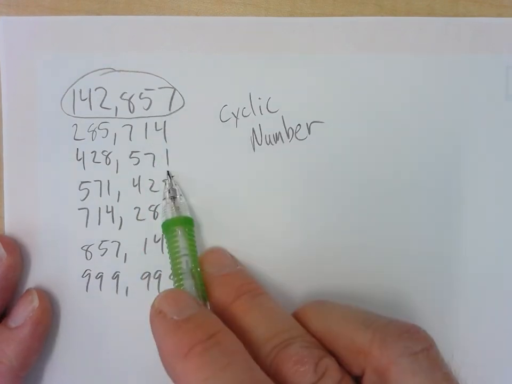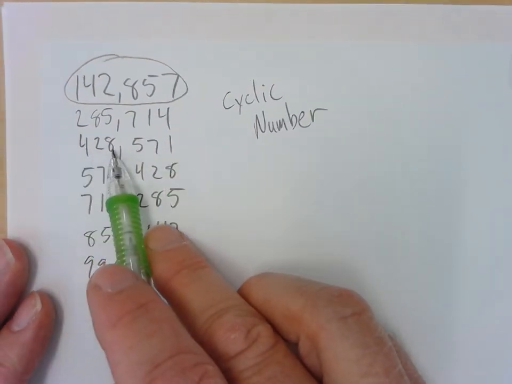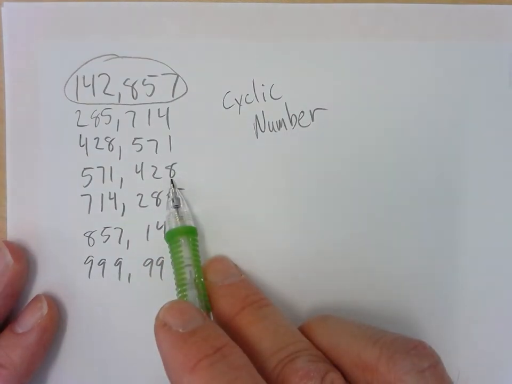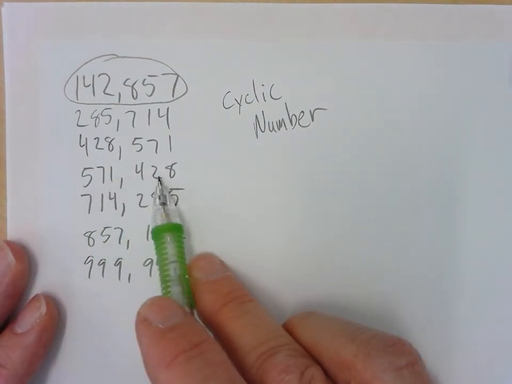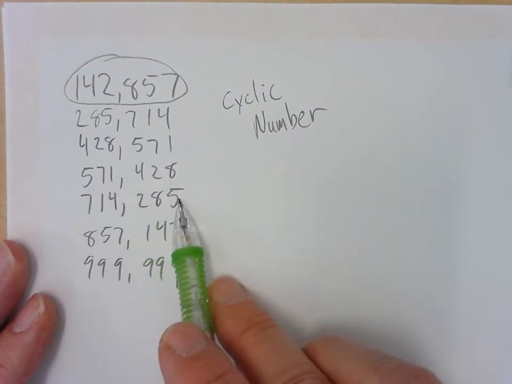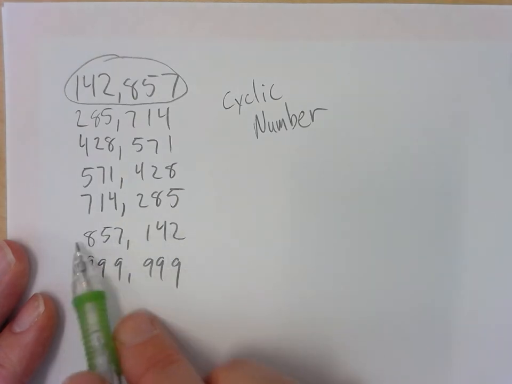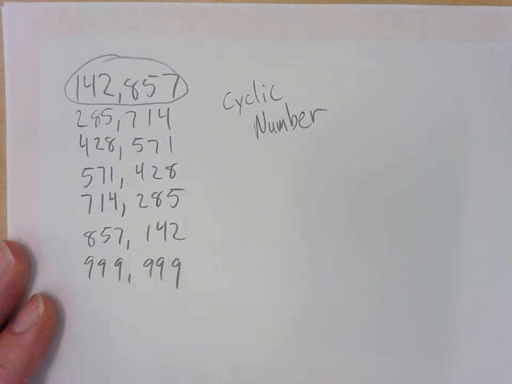Then I tripled the original number, 1, 4, 2, 8, 5, 7. Then I quadrupled the number, 1, 4, 2, 8, 5, 7. And then it turned all 9s. And I'll explain why that happened in a second.